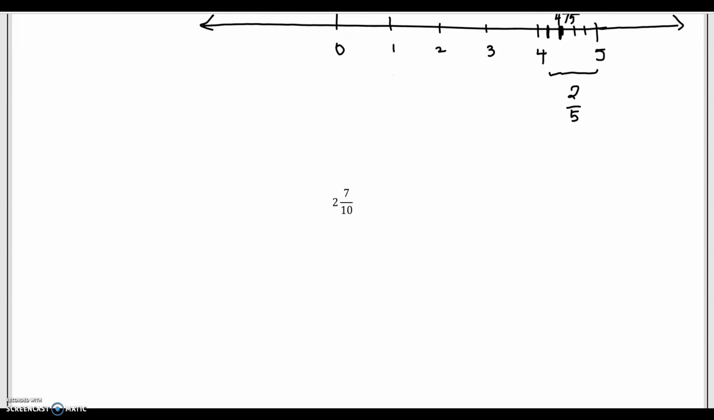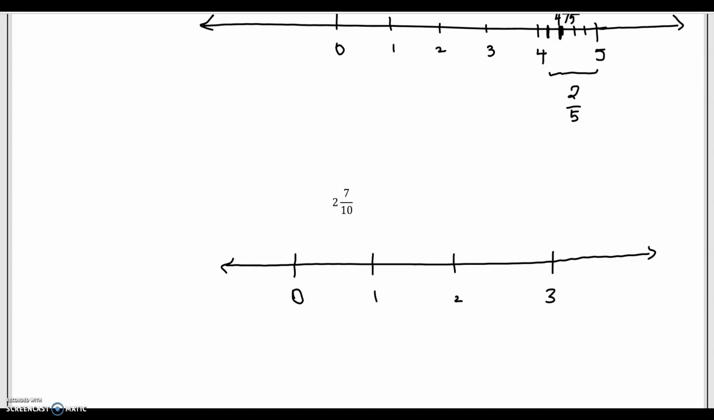Now 2 and 7/10. So let's zoom into part of the number line. Let's say this is a 0, 1, 2, 3. So we know it's 2 and a little more. It's greater than 2, but less than 3 for sure. It's not quite 3, but we know it's greater than 2. So it's 2 and 7 out of 10 parts. So we know we are here. If we are here, we are at 2.